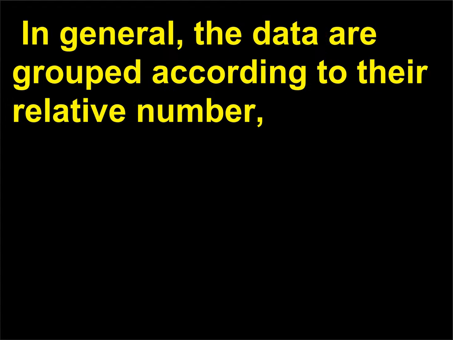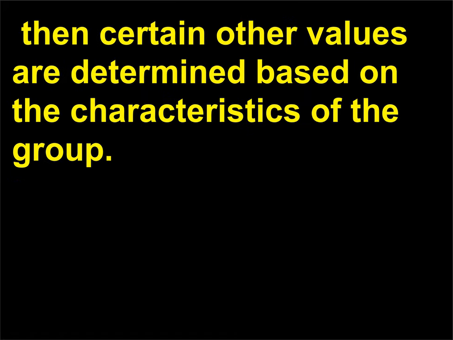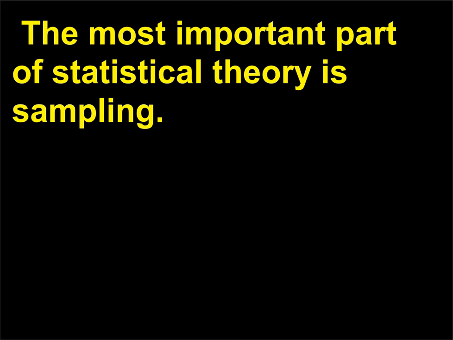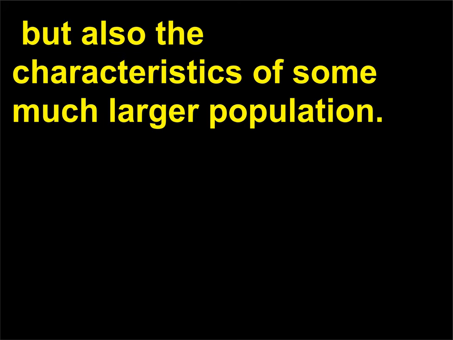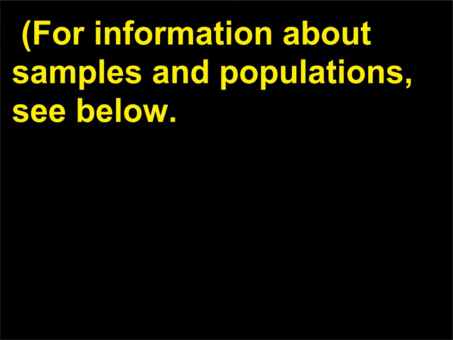In general, the data are grouped according to their relative number. Then certain other values are determined based on the characteristics of the group. The most important part of statistical theory is sampling. This is because in most applications, the statistician is not only interested in the characteristic of the sample, but also the characteristics of some much larger population. For information about samples and populations, see below.